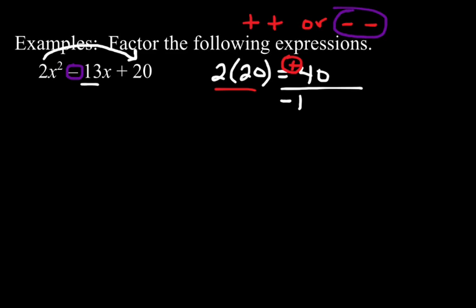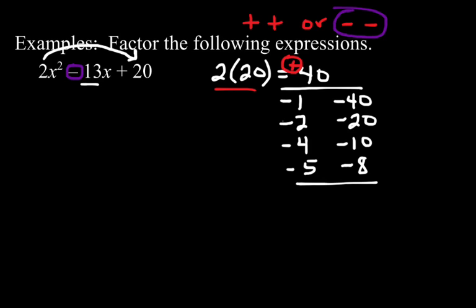So negative 1 divided into 40 gives us negative 40. That doesn't add up to be negative 13. Negative 2 divided into 40 gives us negative 20. That also does not add up to be negative 13. 3, you could check it, but that doesn't divide into 40, so negative 4 is the next one, and that would give us negative 10. And that does not equal negative 13, but it's pretty close. Negative 5 divides into negative 40, and you get negative 8, and there's the one that will work for us, because negative 5 plus negative 8 equals negative 13.